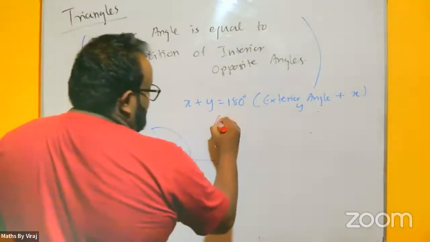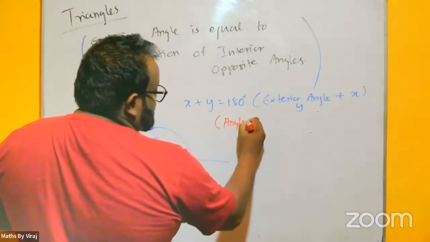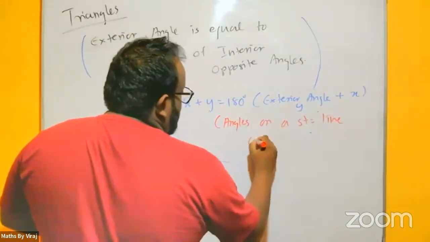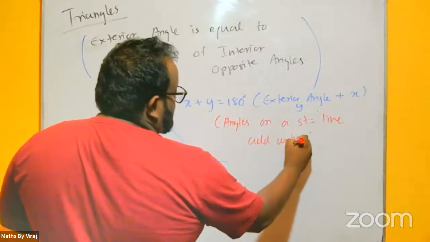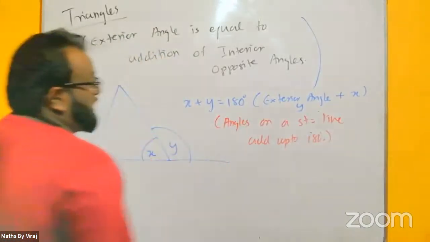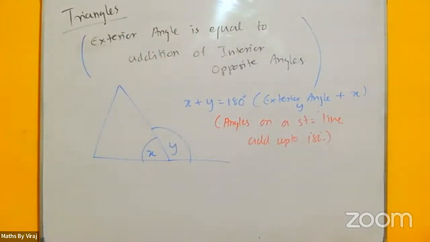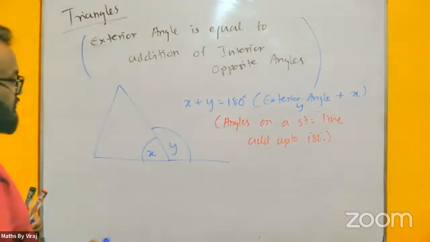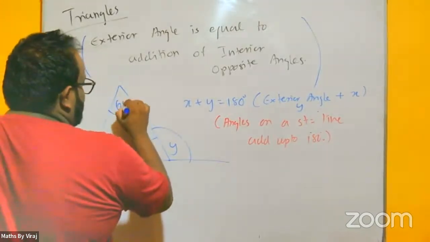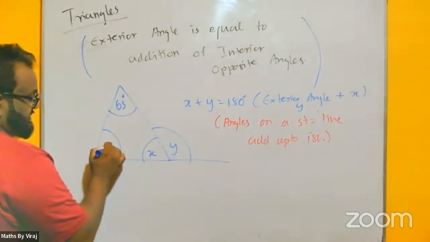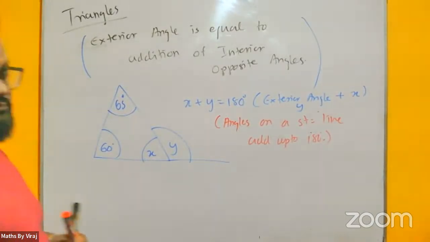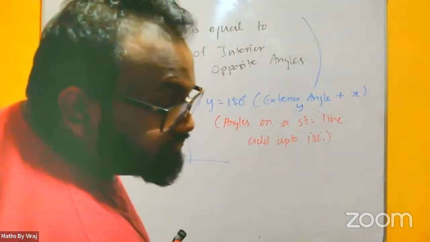So this is basically angles on a straight line add up to 180. Angles on a straight line add up to 180. So we know that x plus y is 180. We'll take these values as 65. Let's take this as 60. So what is the value of x now?